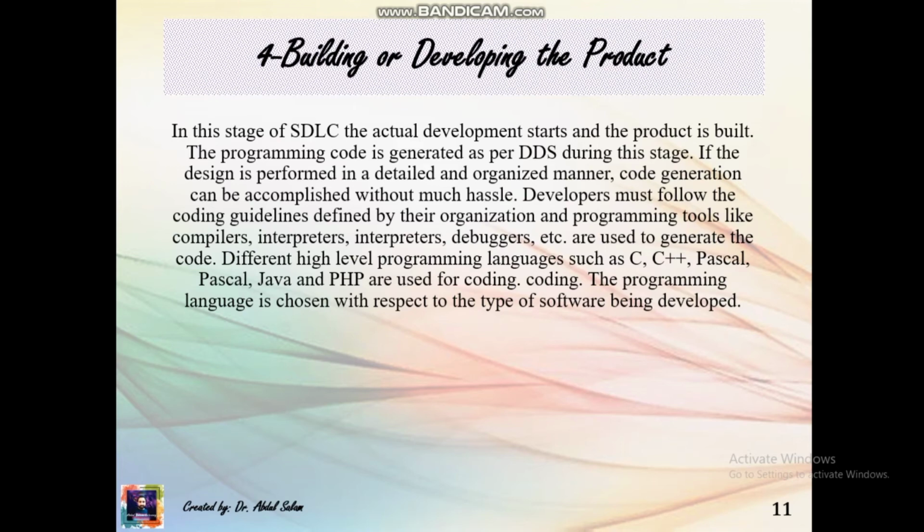Different high-level programming languages such as C, C++, Pascal, Java, PHP are used for coding. The programming language is chosen with respect to the type of software being developed.